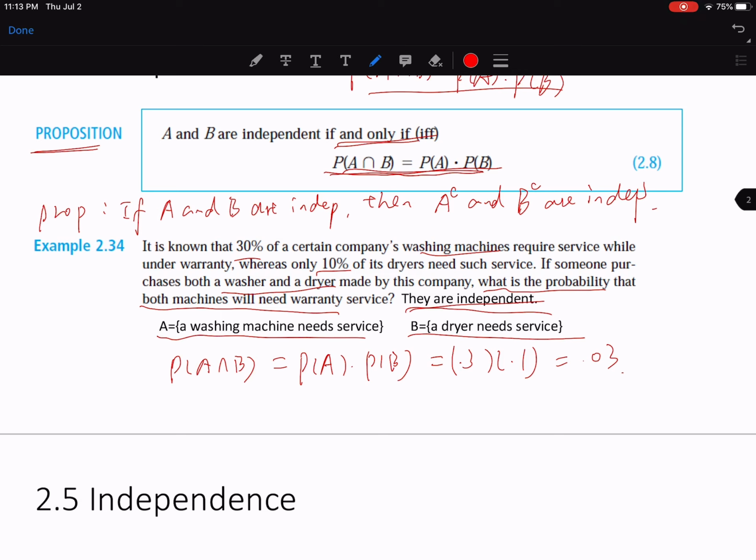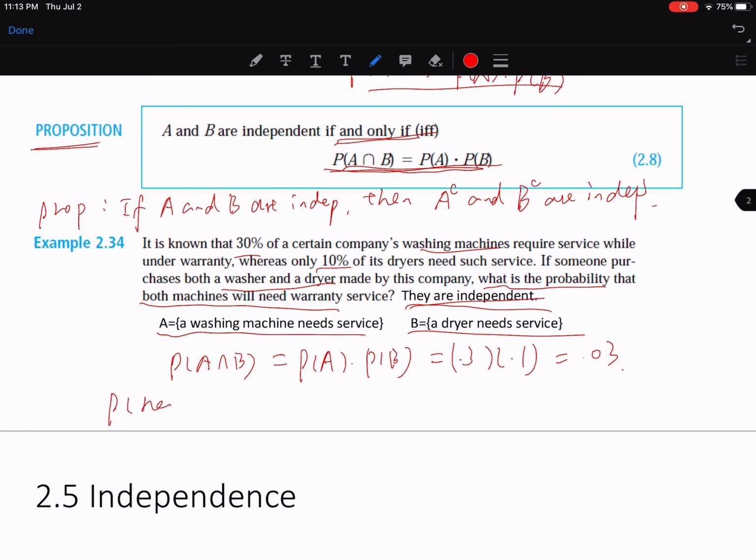Now, once we know this, based on the example over here, I want you to find the probability that neither of them needs service. That means the washing machine doesn't need service, and the dryer doesn't need service. So we're looking for the probability of A complement intersection B complement.